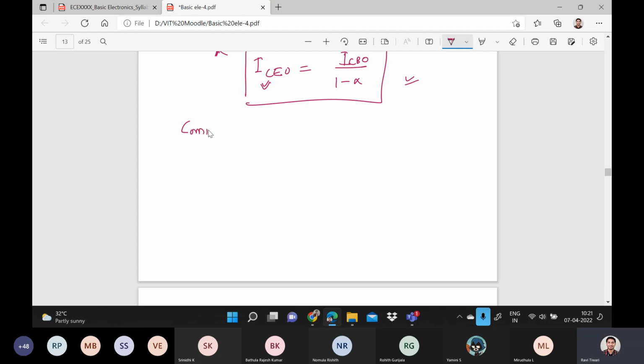Common collector. Common collector means what? Again, as you know, the collector will be common between input and output. So I'm drawing like this only. I'm showing the direction of current from this terminal.